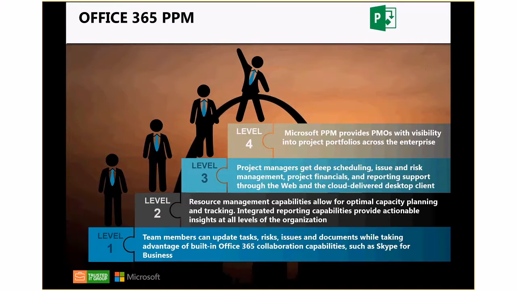So level 1, team members can update their tasks, their risks, their issues, documents, all while taking advantage of the built-in Office 365 collaboration capabilities, such as Skype for Business. So we'll show you how that actually helped out and a lot of the benefits for project visibility. Level 2, it helps out with the resource management capabilities. It allows for optimal capacity planning and tracking.